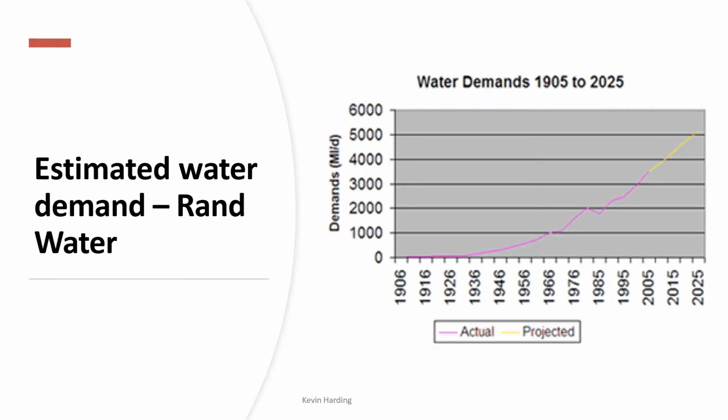In South Africa, or rather in Johannesburg, what are the water demands that we have as a city? So this is Rand Water. This is looking at what the water consumption would be in South Africa from 1905 to 2025. The pink line is the actual water supply, and you'll see this goes up until 2005. And then from 2005, the projected water use is actually increasing, not quite exponentially, but it's probably linearly. It's quite a sharp increase compared to some of the other times in our history when the water use wasn't as high.